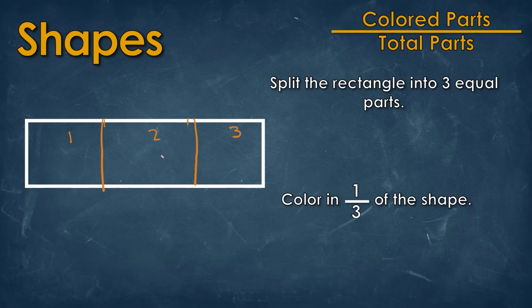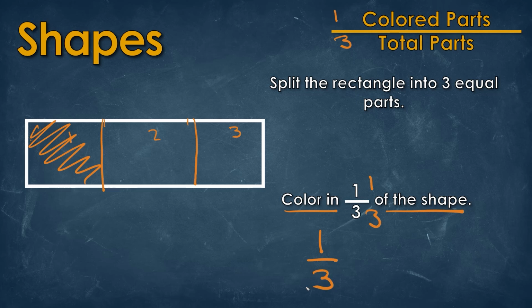So we have 3 equal parts here, and we're being told to color in 1 out of 3 parts of the shape. So we're going to color 1 out of 3. So we're going to color in here, right? So we colored 1 out of 3 parts.